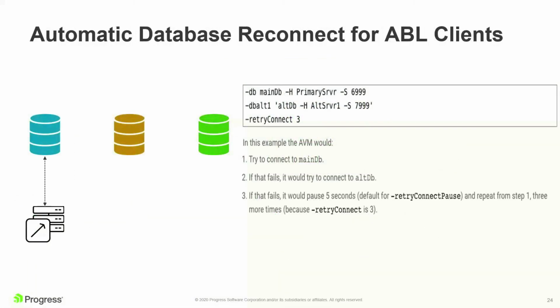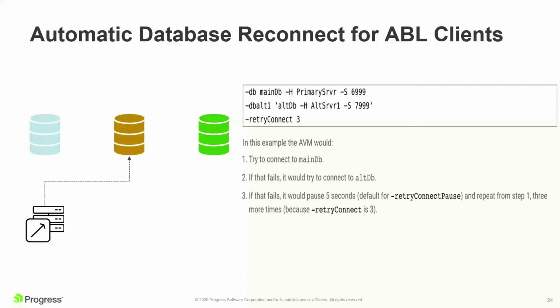Now, in case the system fails over, how do the client or app server agents reconnect to the secondary database? With OpenEdge 12, a client connects to the source and has an alternate database defined by its connection parameters, which you see on the right.